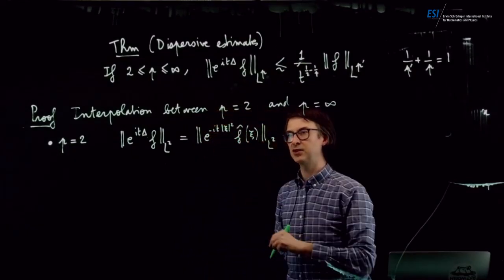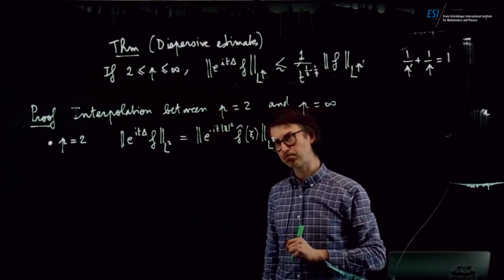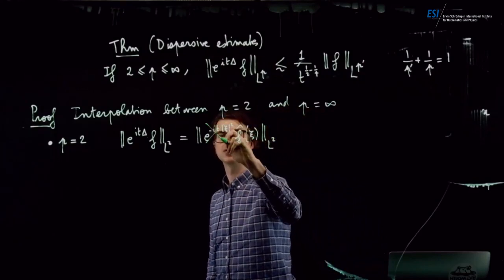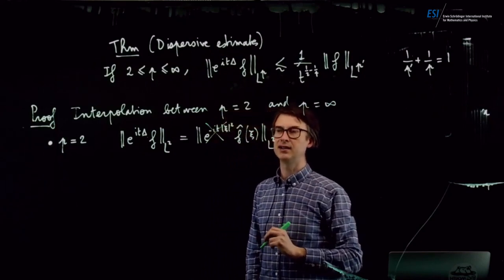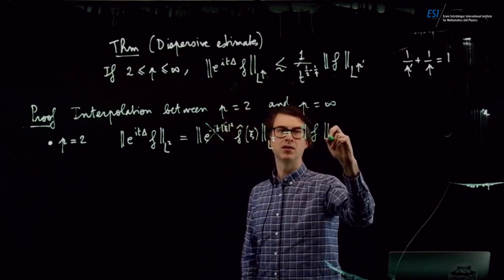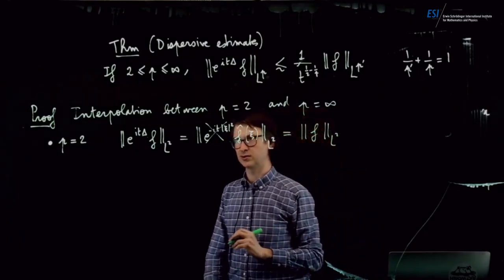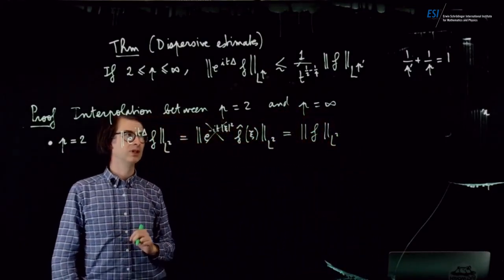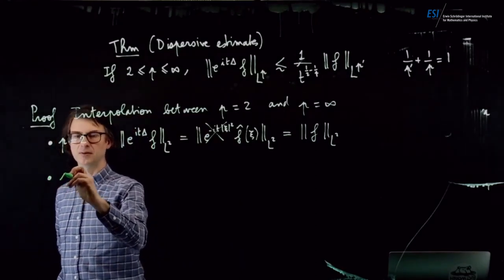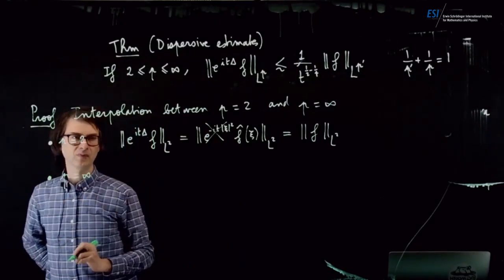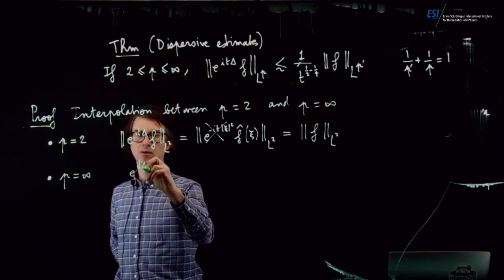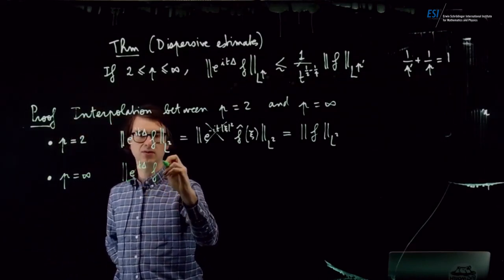Now, this complex exponential has norm 1, has modulus 1, so we might just drop it. And then you use once again Plancherel. So the L2 norm is conserved. How about p equals infinity? For p equals infinity, we want to estimate the L infinity norm of this guy.